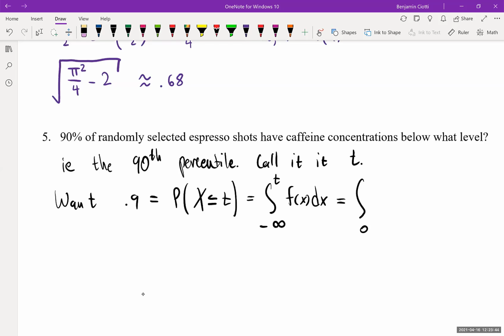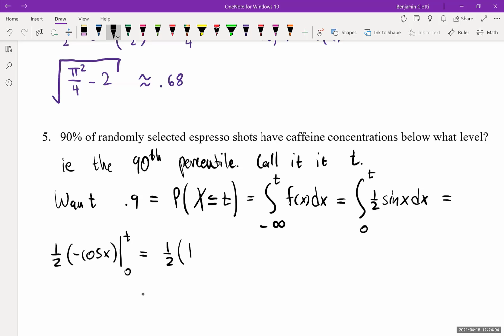outside 0 to pi, you know this will be the integral from 0 to t of 1/2 sine x dx, which is 1/2 negative cos x from 0 to t, which is 1/2 of 1 minus cos t. So apparently 1 minus cos t is 2 times 0.9.